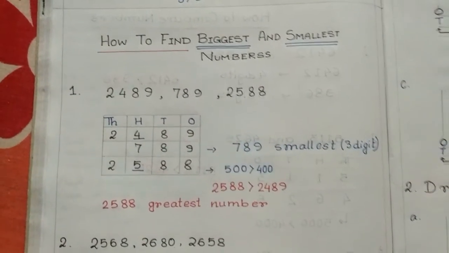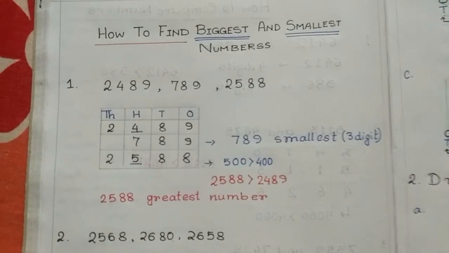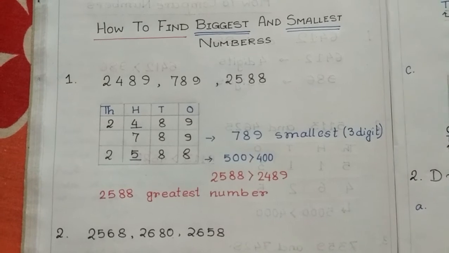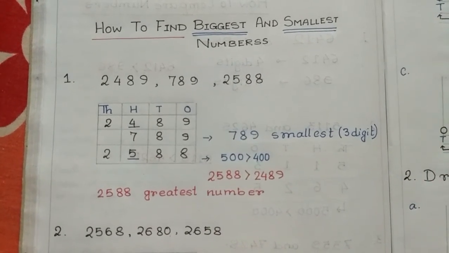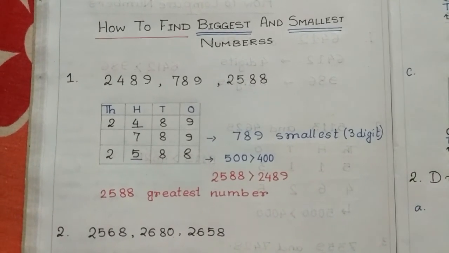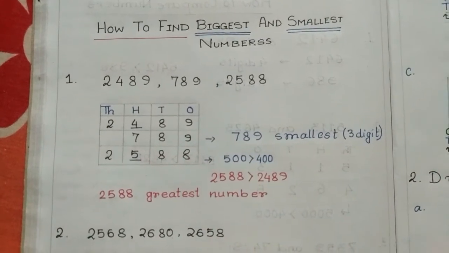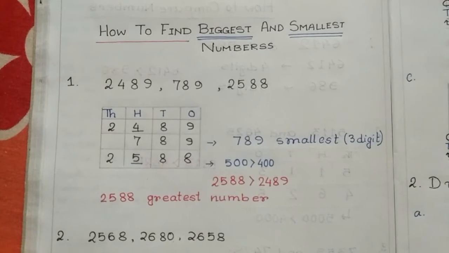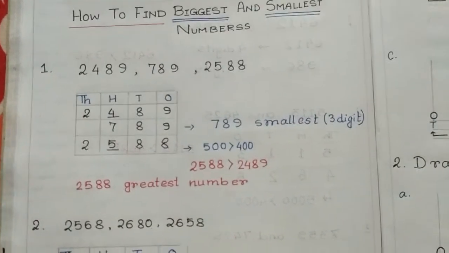Now we will find out the biggest and smallest number. Here there is no comparison between two numbers. Here we compare more than two numbers. So here we have to find out which number is smallest and which number is biggest. So let's start with the first example.